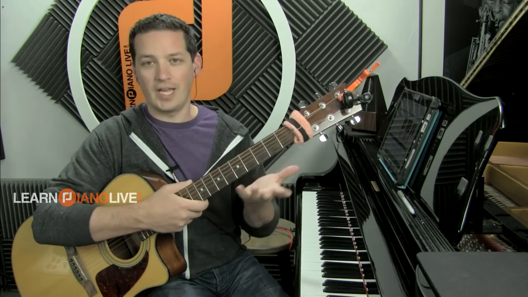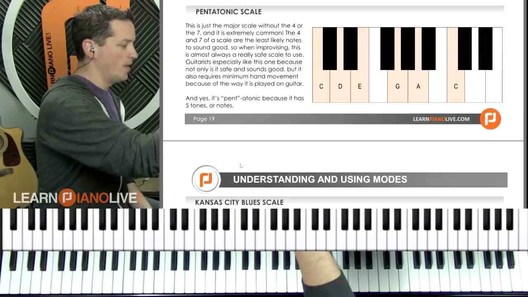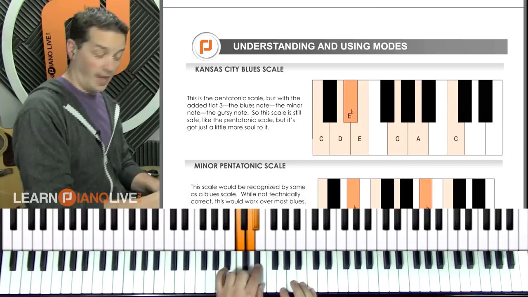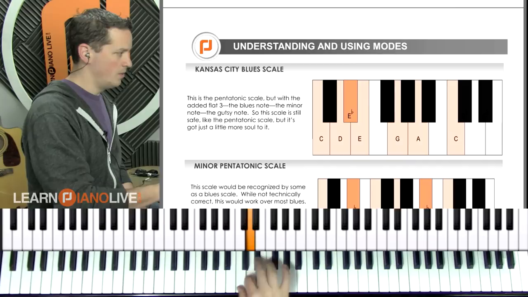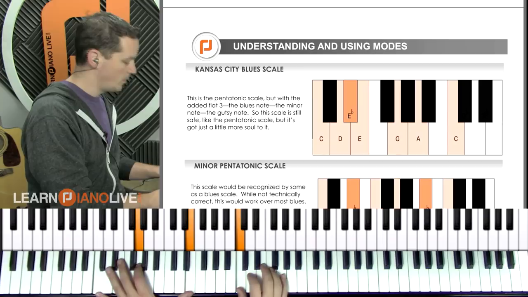But back to piano. So we've got the pentatonic scale, which is just the 1, 2, 3, 5, and 6 of your major scale. And then if you want to, you could throw in the flat 3. So 1, 2, flat 3, 3, 5, 6. And this is known as the Kansas City blues scale. And it kind of works on a blues.